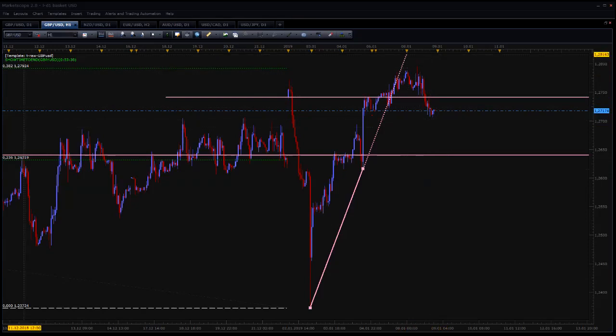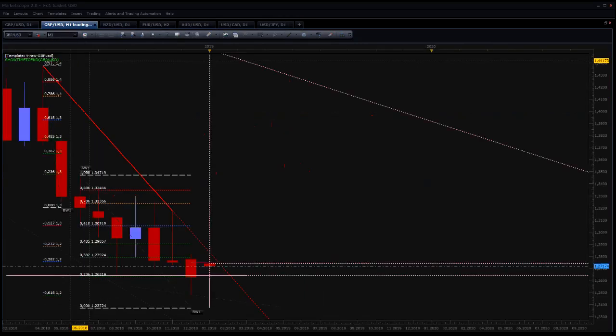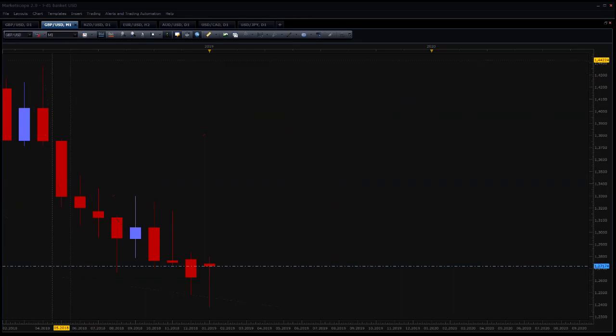Okay. Save template. Remove. Kiwi dollar.